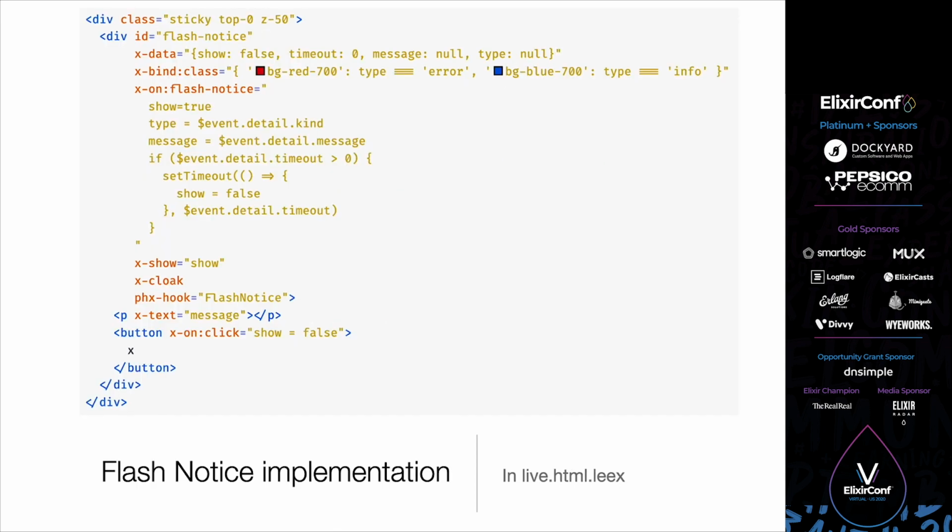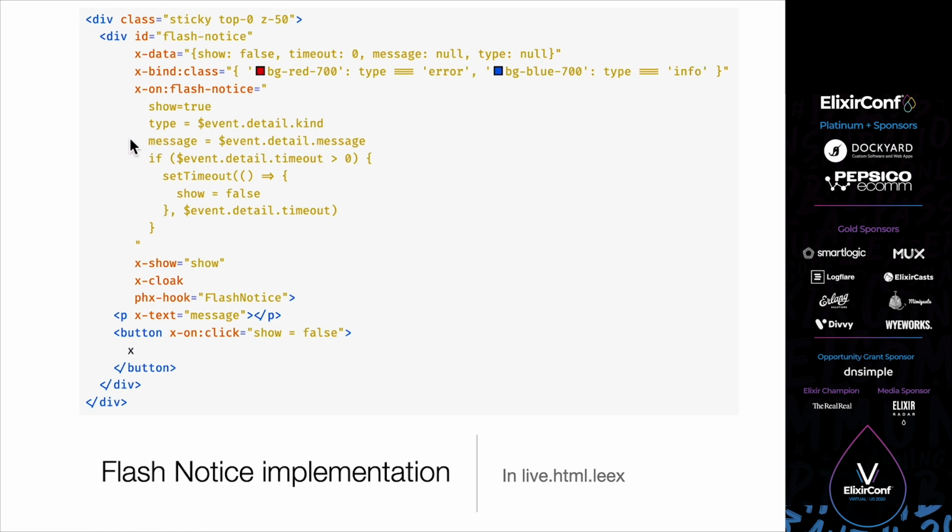Now in our Alpine code, we have our flash notice event handler. It sets show to true, which will start the display of the notice. It sets type according to the kind in the event. Type is used to set the background color of the notice. x-bind with class works slightly differently than other attributes. You can conditionally add CSS classes according to one or more conditions. So here, if the type is error, we're setting the background color to red. If it's info, we set it to blue.